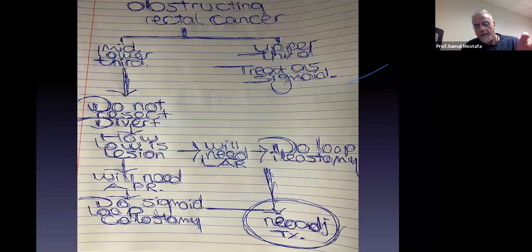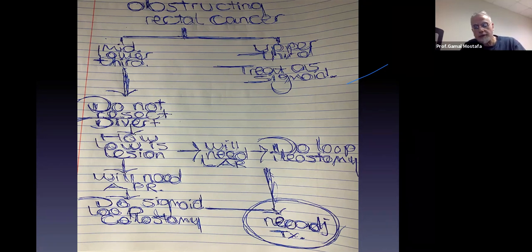So here's a handwritten algorithm. I'd like to leave some handwritten things so we can see it. Gives you a little bit of a personal touch to the talk. So obstructing rectal cancer, upper third, treat as sigmoid. That's not a problem. And mid and lower third, do not resect, divert.